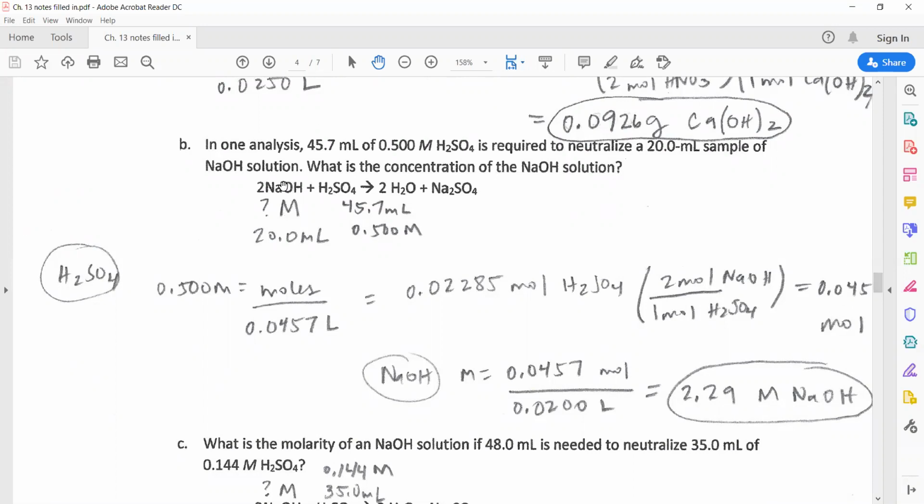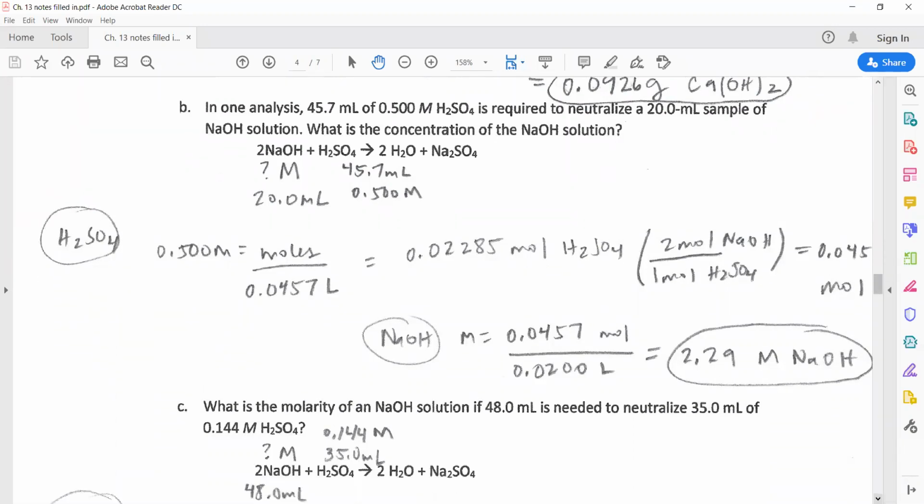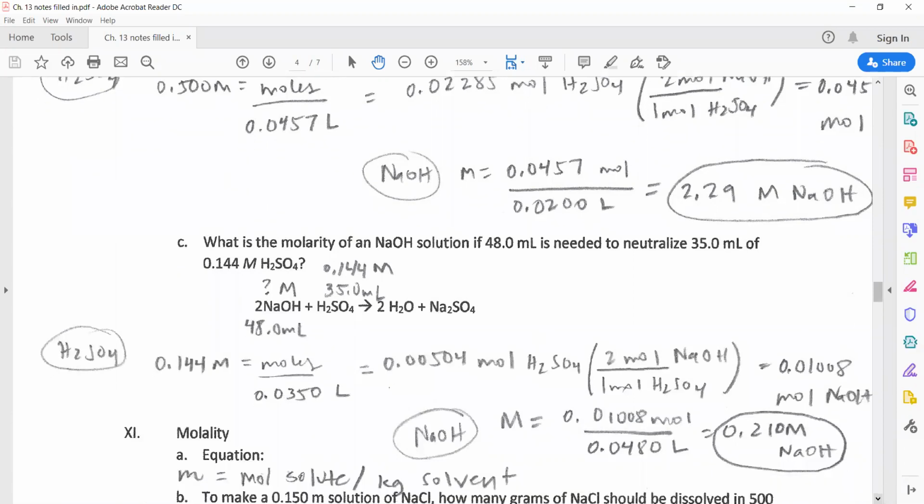So now you know 2 things about sodium hydroxide. You know the moles that were present, that's what you just calculated. And the problem told you the milliliters, which I can convert to liters. And once I get there, moles per liter will give me my molarity, which will be my concentration of sodium hydroxide, which comes out to be 2.29 molar sodium hydroxide.